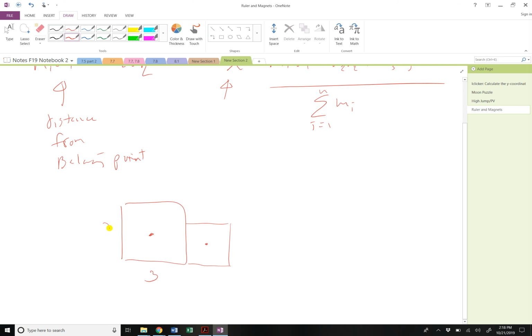So if this is 3 and this is 3 and this is 2 and this is 2, and we put the axis, we put the origin right here at this corner, so that's 0, 0. We know that the center of gravity has to be, using the symmetry principle, center of gravity always lies on an axis of symmetry. So we could split this way. It's got to be on that line.